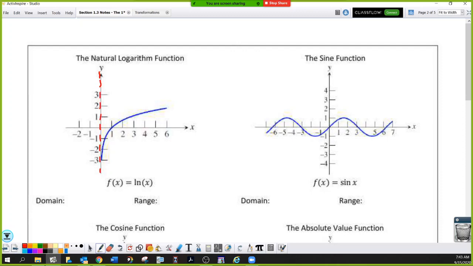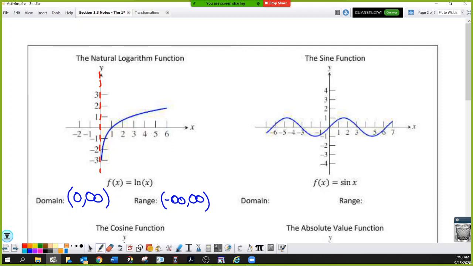So this thing only exists to the right of x equals 0. So our domain is 0 to infinity, and our range now is all real numbers. It points up and down forever. Driving home the idea that the logarithm and the exponential are inverses of one another.